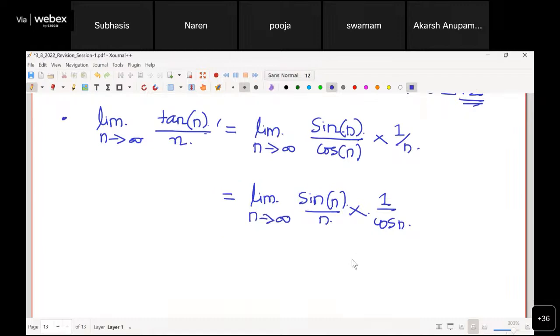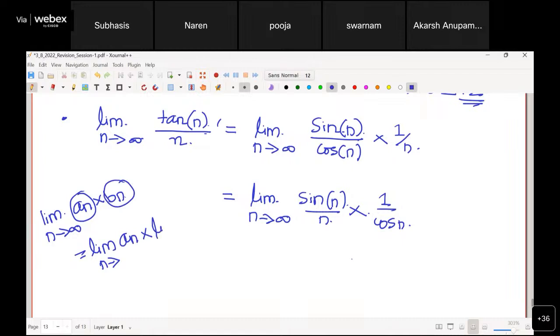Okay. So when actually seeing limits, the biggest problem is limit n tends to infinity, an times bn. This you can apply when you know that this limit exists, this limit exists. Okay. Then only you can apply this. But the problem is this limit doesn't exist. Okay. So limit n tends to infinity, 1 by cos n doesn't exist.